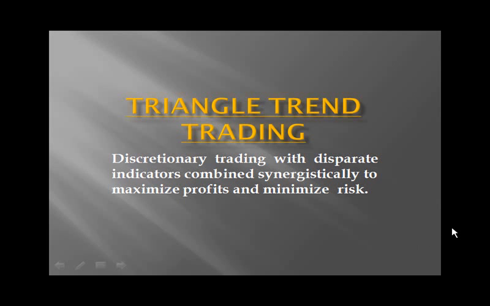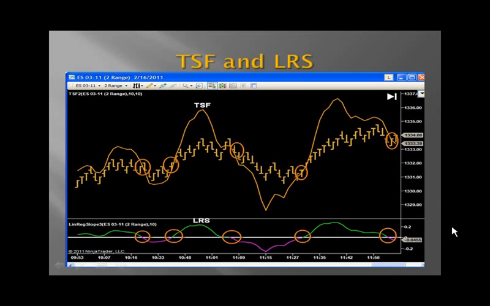This is a slideshow of setups that I use when trading the triangle trend package of indicators. Now the first slide shows the time series forecast. As it crosses above the equity moves up, and as it crosses below the equity moves down.